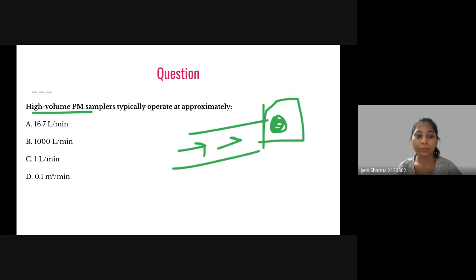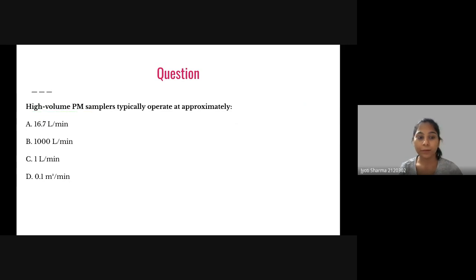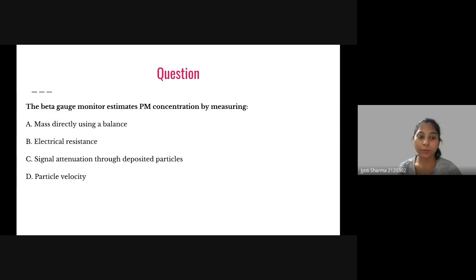And how much volume? You can calculate this volume using flow rate times time. What was your flow rate, and for how much time did you have that flow rate? This will give you the volume of the air. And then you will have the mass on the filter paper in the high volume particulate matter sampler. If you have mass and you have volume, you can easily calculate the concentration. So yeah, B is the right answer.